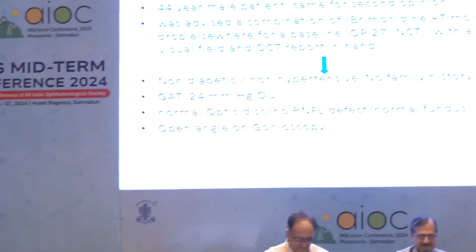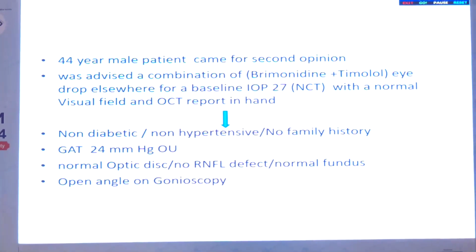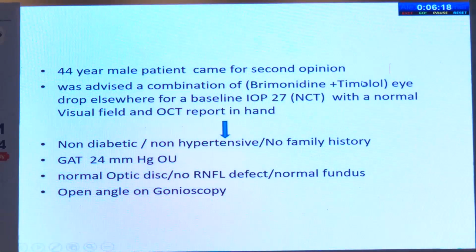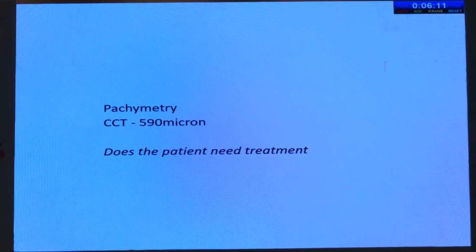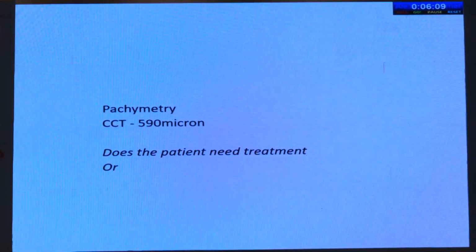When I saw the patient, he was non-diabetic, non-hypertensive, family history was negative, and when I did the examination, the IOP came out to be 24 millimeter. Optic disc, RNFL, everything was normal, and angle were open on gonioscopy. And when I did pachymetry, I got 590 micron. So we should think whether the patient needs treatment or the patient needs follow-up.